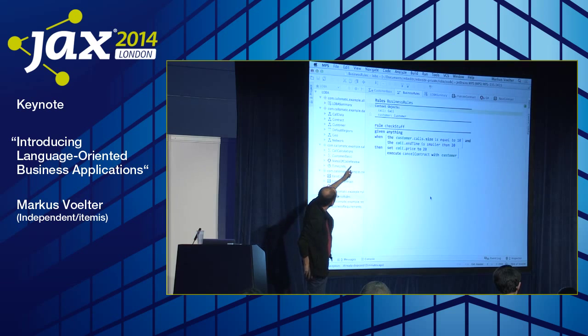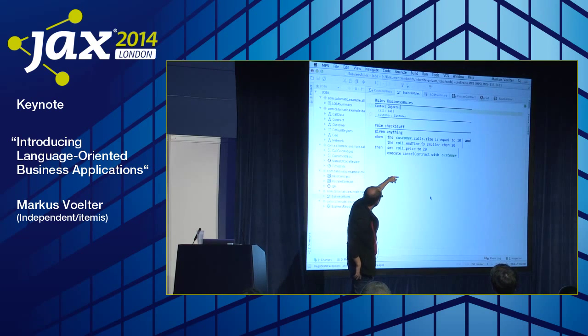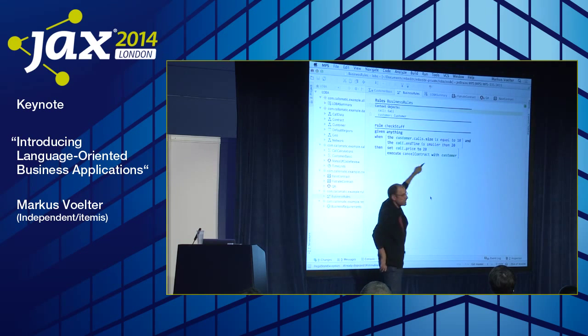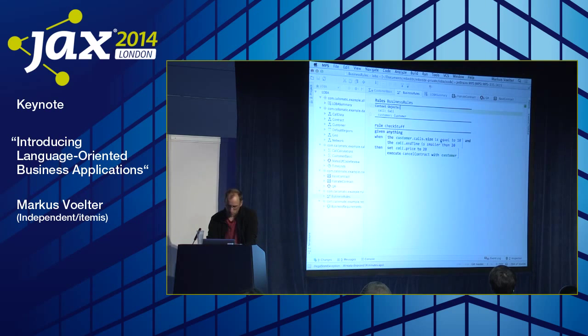But so, for example, when the number of customer calls is 10 and the call end time is smaller than 20, it's a stupid example, then set the call price to 20 and cancel the customer or cancel the contract. And there's no free text. You can only select certain operators here. You can use normal expressions here.